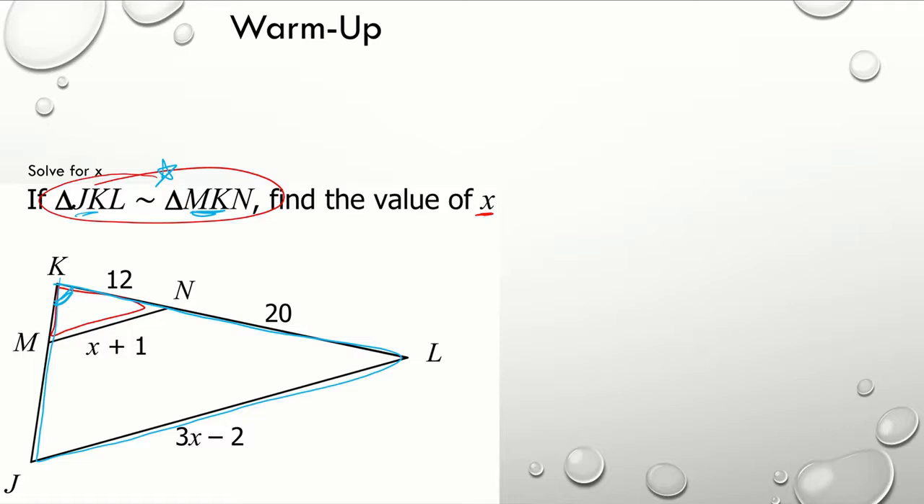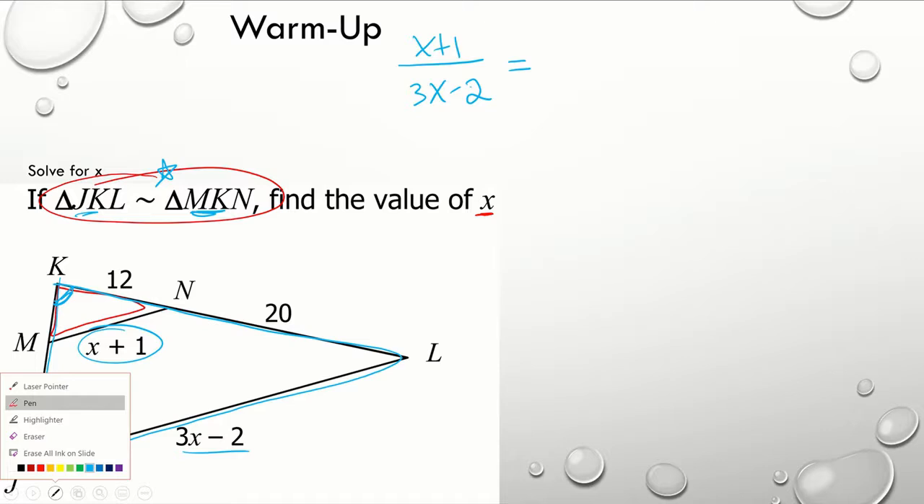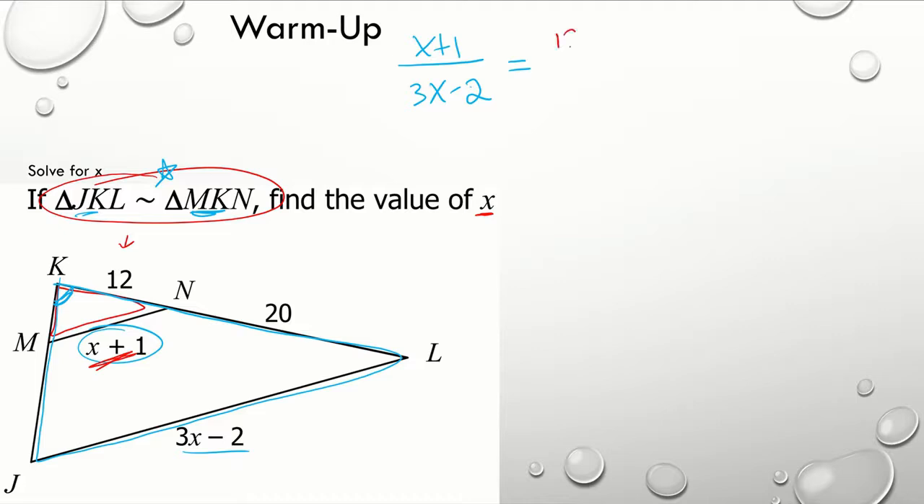So here's what I mean. If I'm going to talk about this side, what I would set it up as is x plus 1 over 3x minus 2. And then I would set that equal to, now you have to keep things in order. Notice how this side came from the little triangle, so the next thing I'm going to put this equal to is another side from the smaller triangle. And this side down here came from the bigger triangle. That means that the last side is going to be from this big triangle as well.